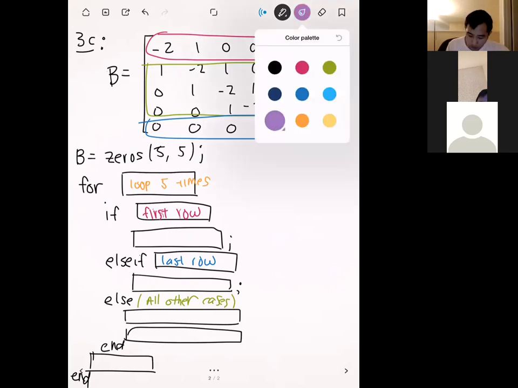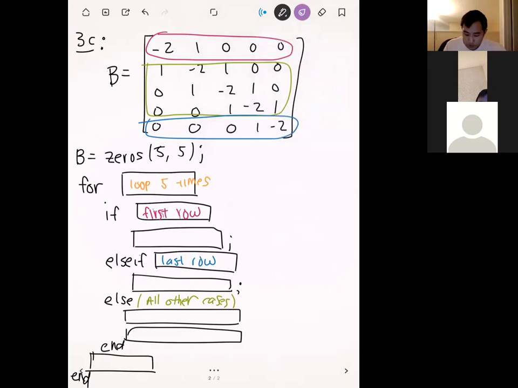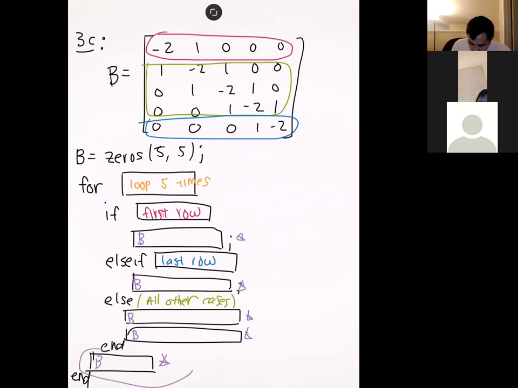And so now let's go ahead and fill in the other boxes. All of these boxes here are going to assign a value in the B matrix. That's why all of these boxes start with B. Actually, let's start at the very bottom, at the B that's outside of the if statement. The fact that this line is outside the if statement means this line of code is going to be executed on every single iteration of the loop.